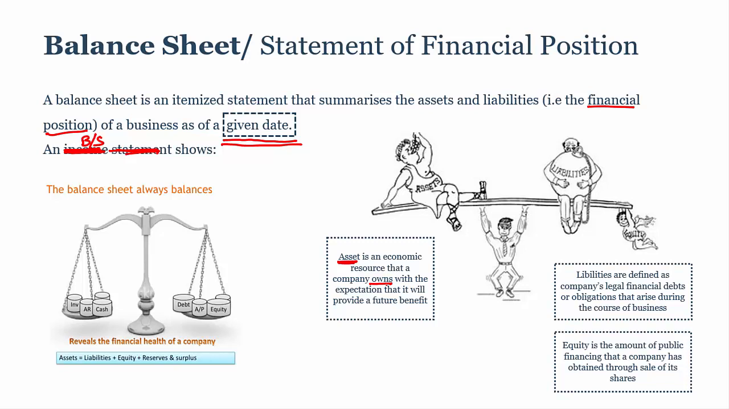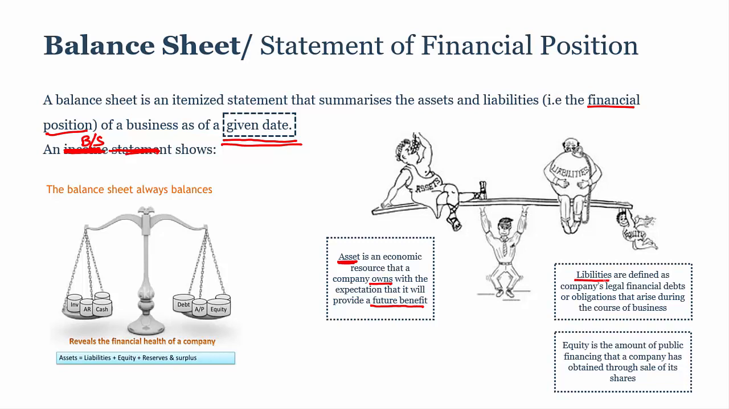The company owns with the expectation that it will provide a future benefit. Alright, so an asset is something that a company owns with the expectation that it will lead to future economic benefits.